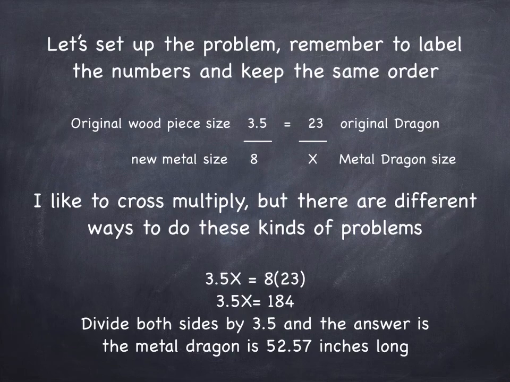I'd like to cross multiply, but there are different ways of doing these kinds of problems. If you cross multiply this, we've got 3.5 times X, there's the variable, equals 8 times 23. So 3.5x equals 184. Divide both sides by 3.5 to clear it out. And the answer is the metal dragon is 52.57 inches long. You can say it's a little over 52.5 inches. In real life, nothing comes out even. So you've got to remember that one.